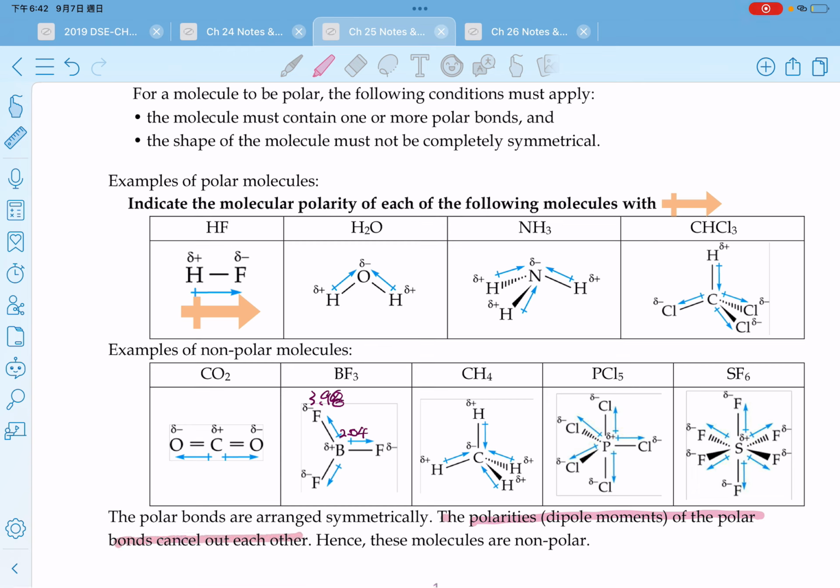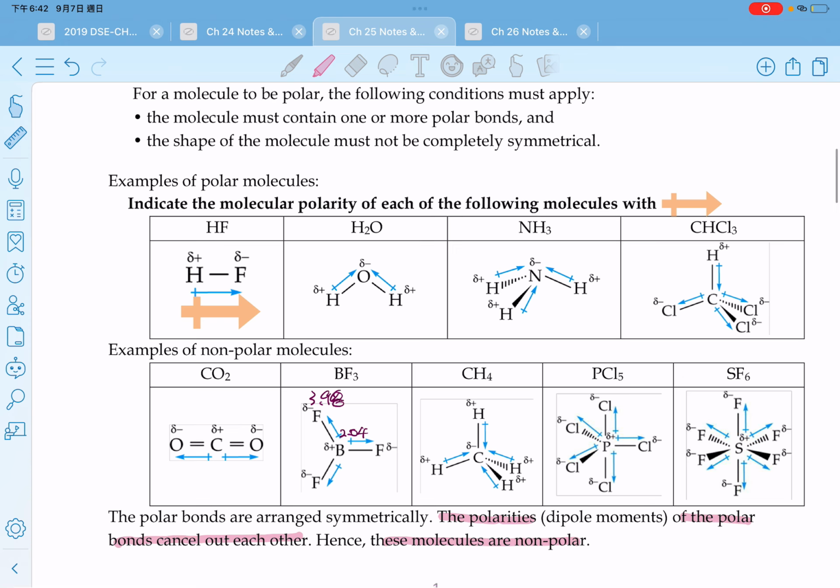So this is a very important sentence. The polarities of the polar bonds. You don't need to mention the dipole moment, but you can just write the polarities of the polar bonds cancel each other. So the molecule is non-polar.